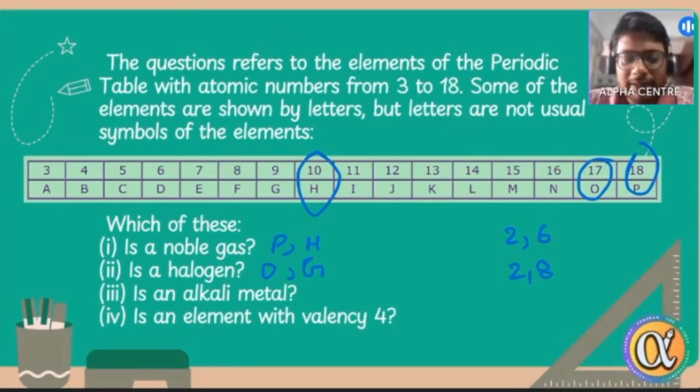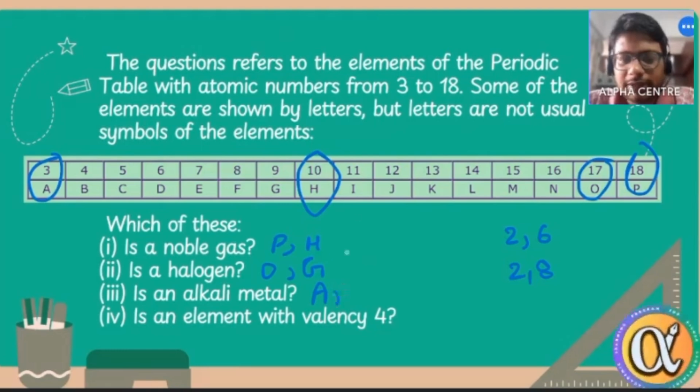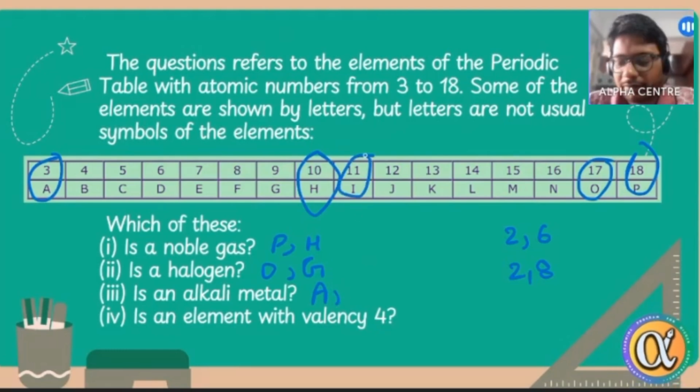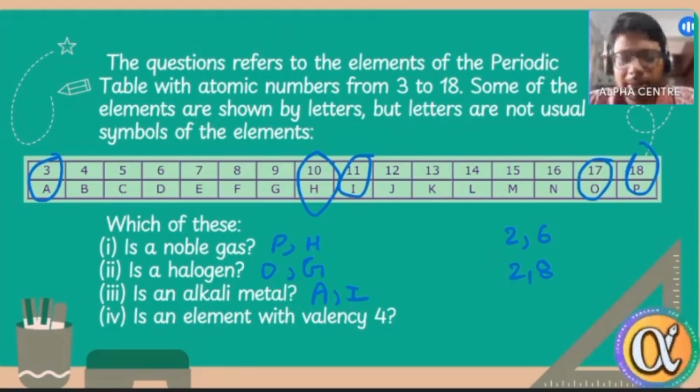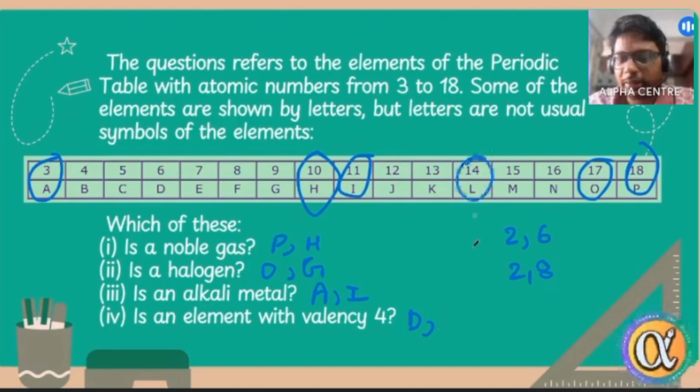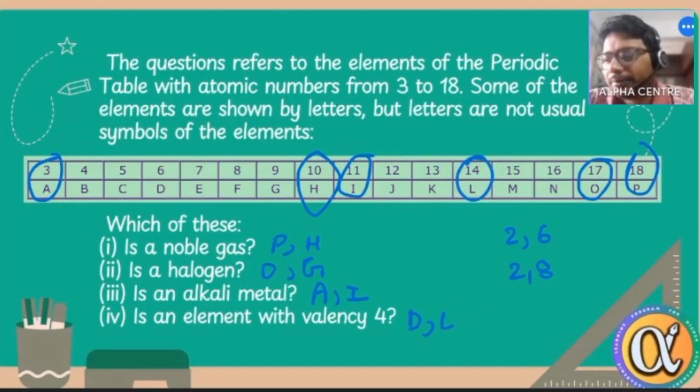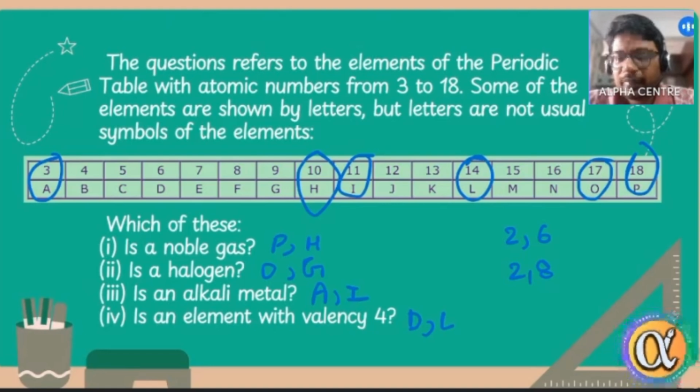Which is an alkali metal? Atomic number 3, lithium, which is represented as A here, and 11, sodium, represented with the symbol I here. That's it because atomic number 19 is not there. Which element has valency 4? D, atomic number 6, and L, atomic number 14. Understood? Yes. Okay.